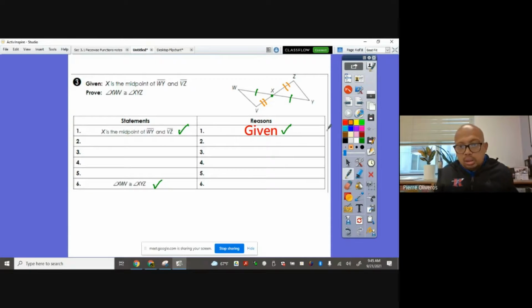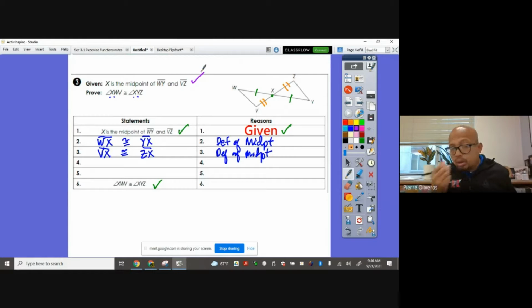So we can say now that WX is congruent to YX because of the definition of midpoint. Likewise, on the orange one, we can say that VX is congruent with ZX, definition of midpoint. Now we have proven that. We have used the given. Let's look at the picture.